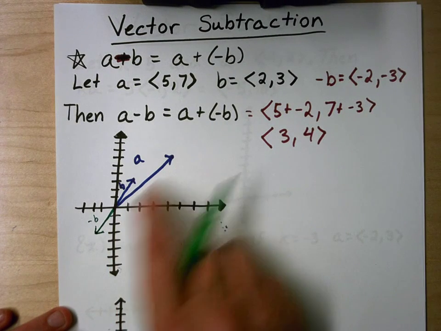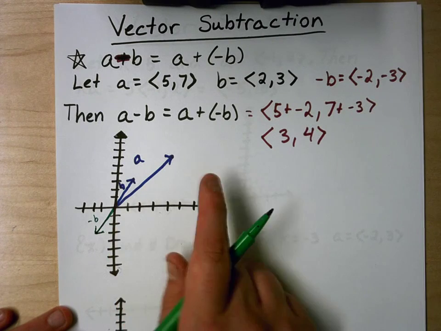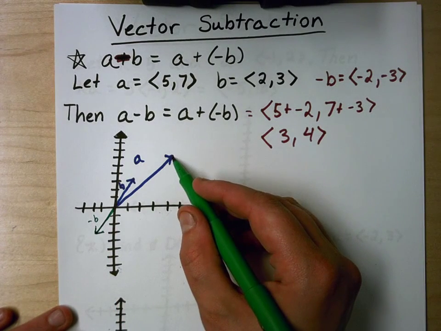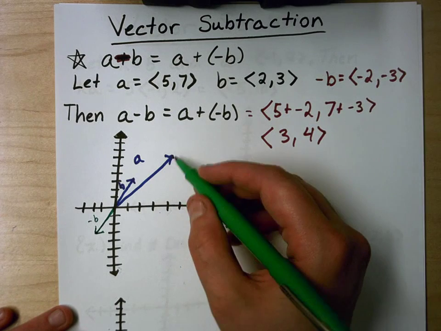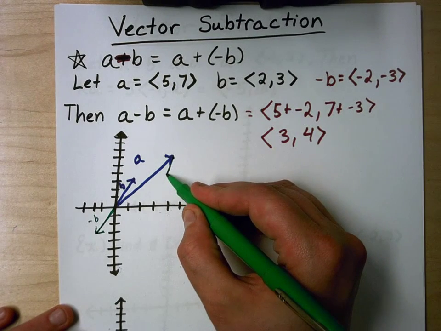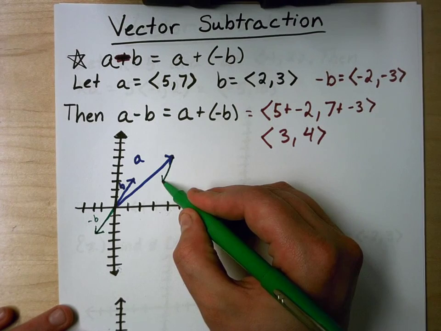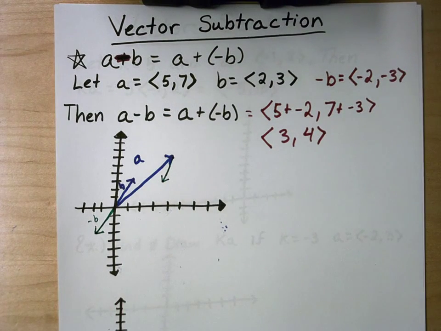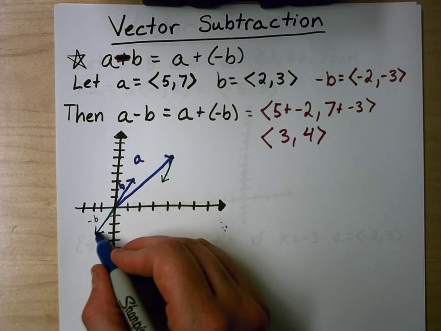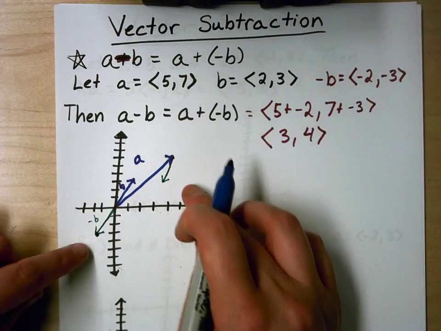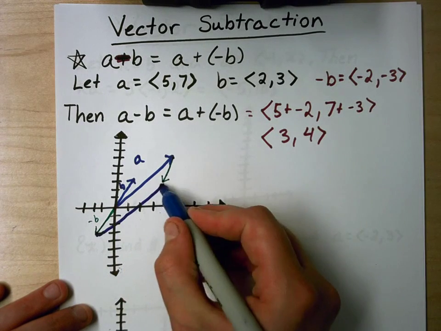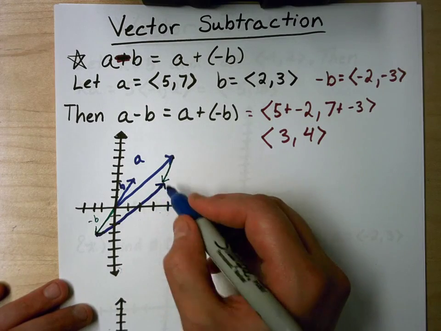Even though this is a negative vector, I'm going to add it the same way I did the other one, tail to head. So I'm going to go here and add negative B. I also could have added negative B to A, which would have been if I started at the head and just took this vector and dropped it down. So it would look like this.